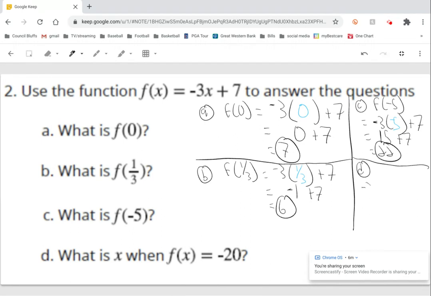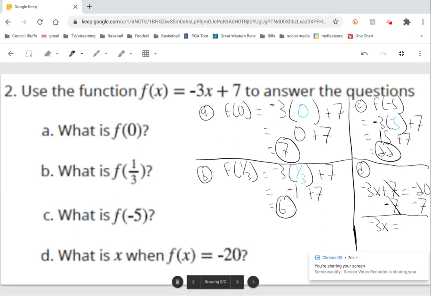Okay, so essentially what we need to do is we need to create an equation. So we need to figure out negative 3x plus 7. What value of x is going to give us an answer of negative 20? So I need to take that equation and solve for x. Okay, so the first thing I'm going to do is I'm going to subtract 7 from both sides. Okay, this will cancel. So negative 20 minus 7, that's going to be a negative 27. And then I'm going to divide both sides by negative 3.